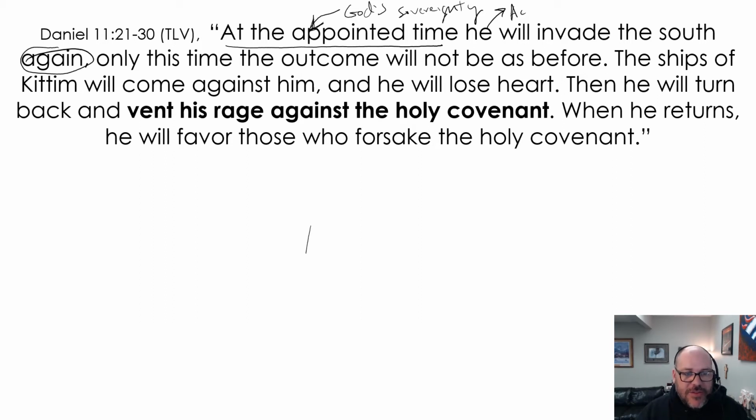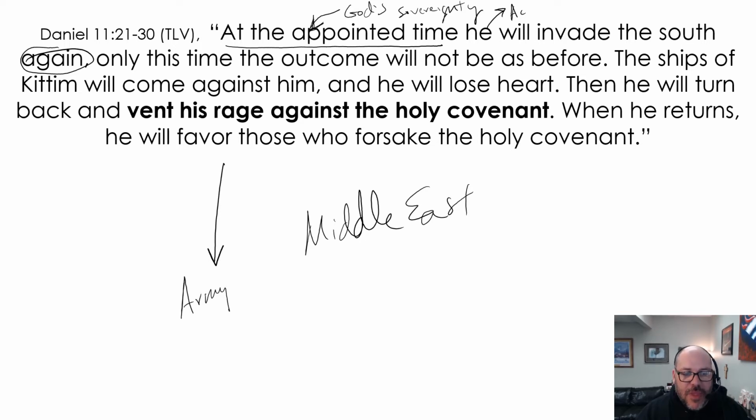Again, it's the Middle East turmoil, and this army that is in the south, the Antichrist will come from the north, and he will attack the army of the south. Now, what is the army of the south going to consist of? Again, the question is one that we don't really have a specific answer to, but we know that the Antichrist will attack the army of the south. He will do it again. Only this time, the outcome will not be as before.